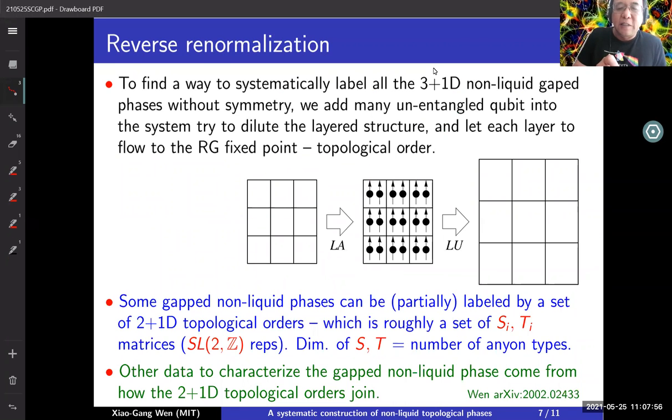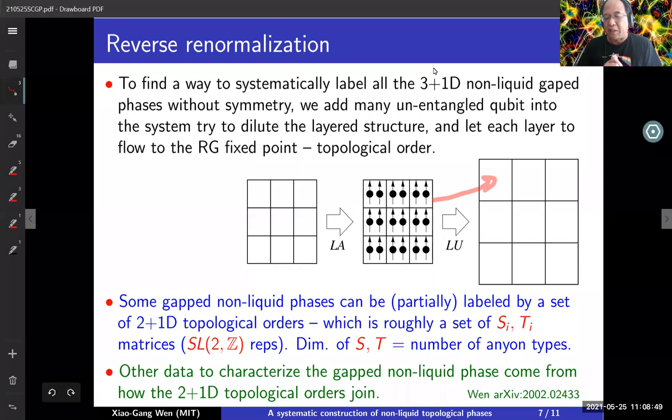So to obtain a systematic label, we want to get some label of a fixed point of a non-liquid phase. One idea is to do a reverse renormalization. Since those layers are literally there and cannot be gotten rid of, we need to live with them, accept them, and make them more obvious. One way to do so is to add product states to make those layers more and more separate, so that each patch becomes very large and can flow into something simple. This is really the idea of reverse renormalization. If this procedure indeed works, then we will get layers which are described by topological order.